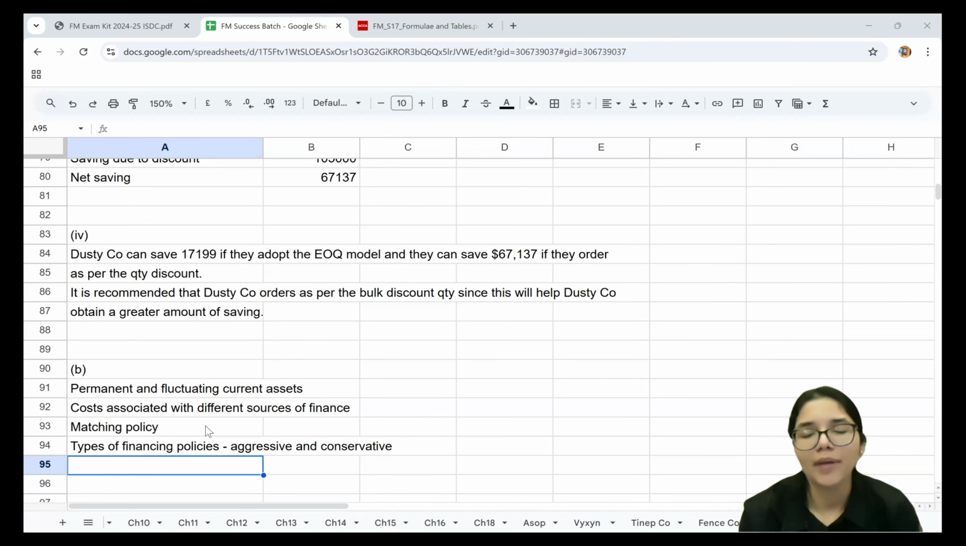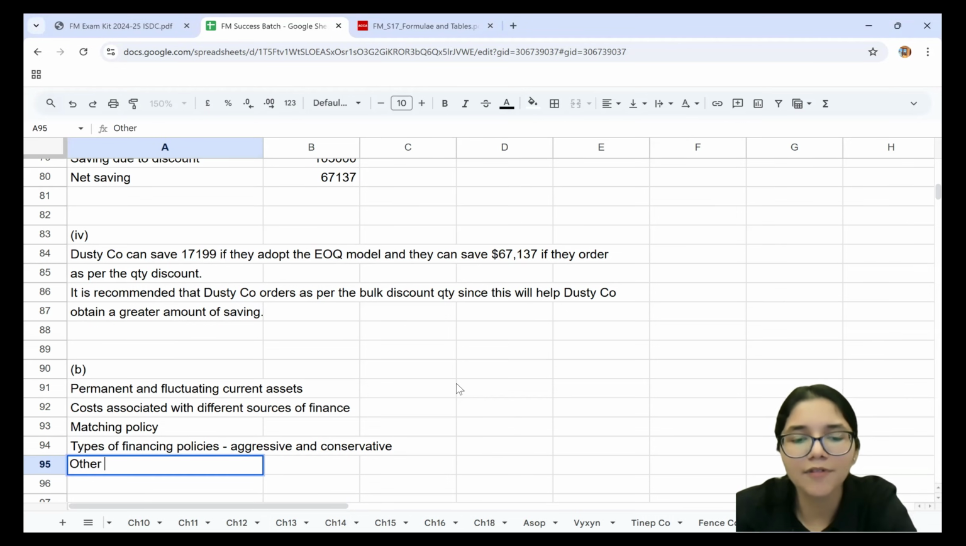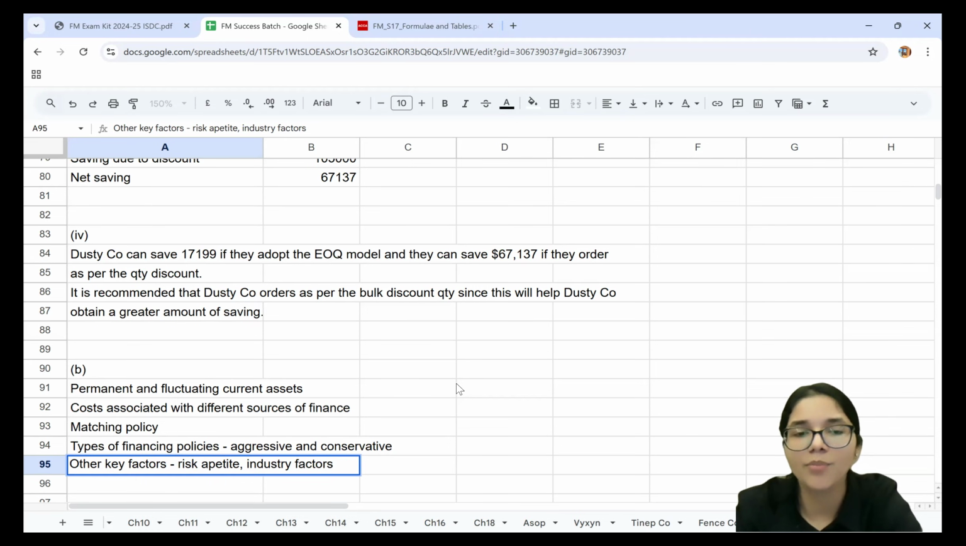So these are a few main points. And then one more point that you can discuss is probably about the other key factors. These can be 2 points also, Bhargav. If you want to split it, that's totally fine. Other key factors, you could talk about the risk appetite of the management, and then you can talk about some of the industry factors, how things are working in the industry where the business is operating. So you can give examples also over here.